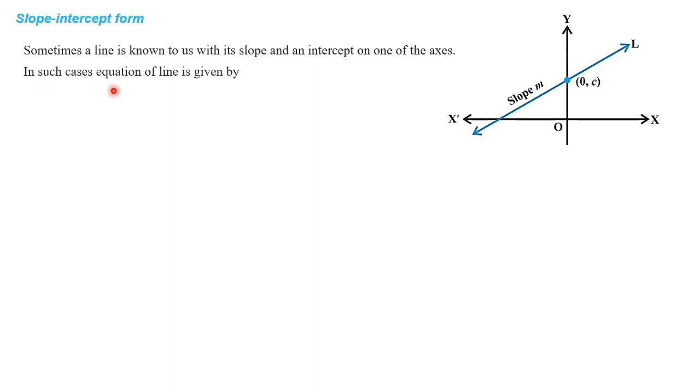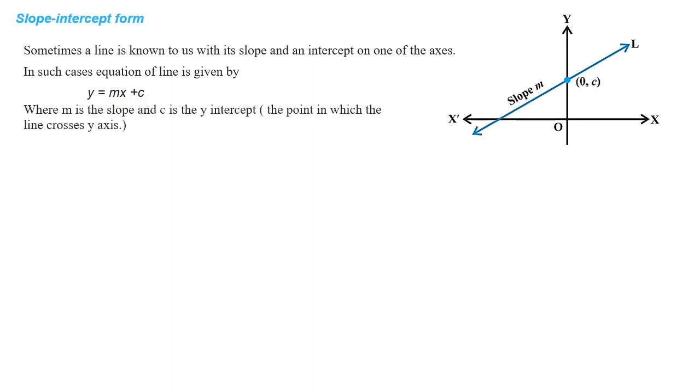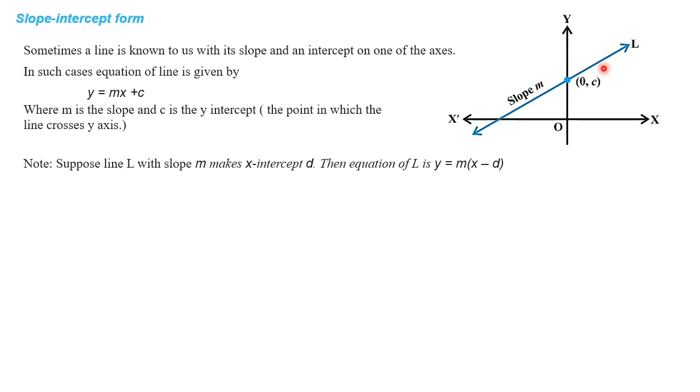So in such cases, the equation of the line is given by y is equal to mx plus c. What is m? m is the slope. What is c? c is the y intercept. Y intercept means where the line is intersecting with the y axis. So this is also called the general equation of a line, that is y is equal to mx plus c. Remember, m is the slope, c is the y intercept, the point at which the line crosses the y axis. Suppose the line, here it is, the line is crossing the y axis.